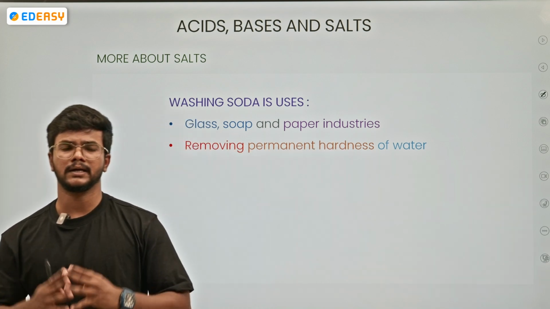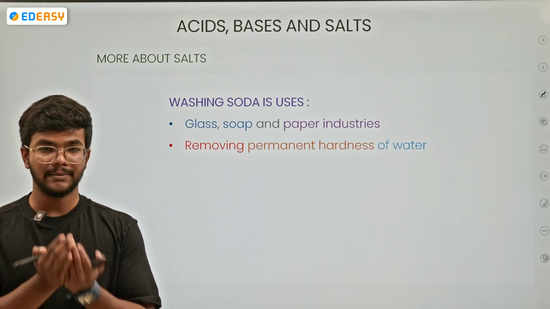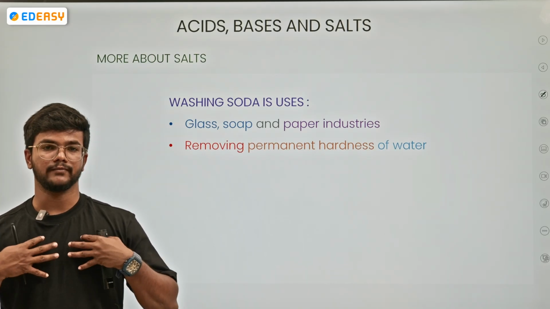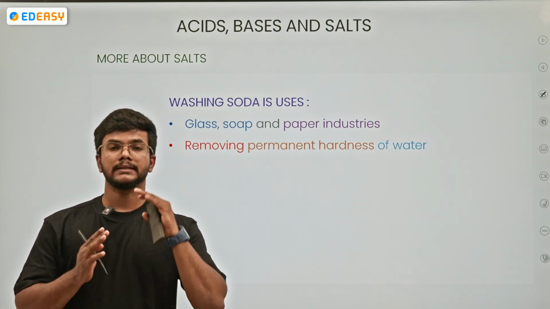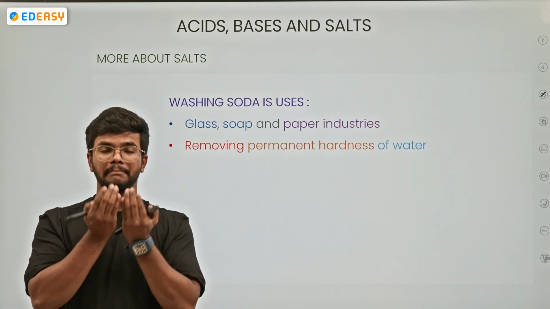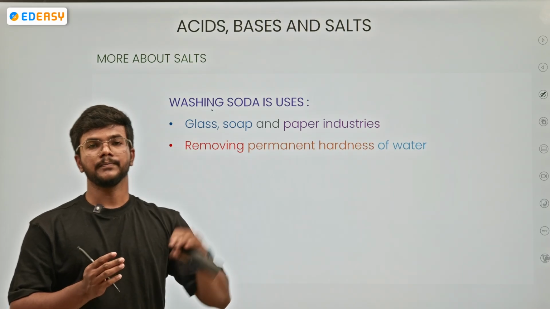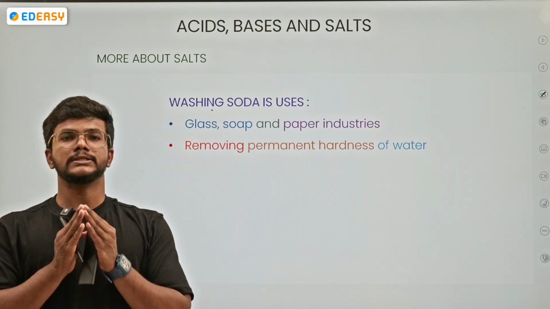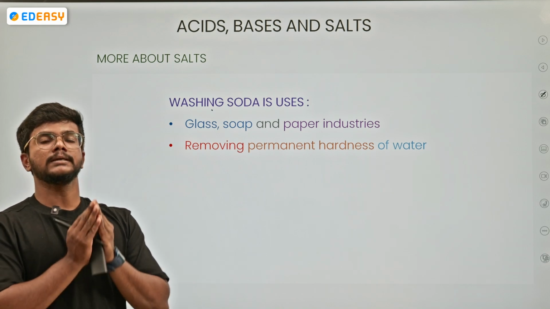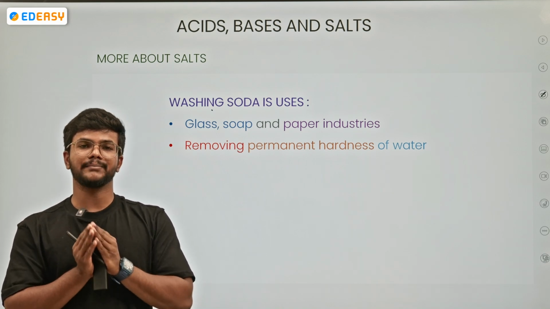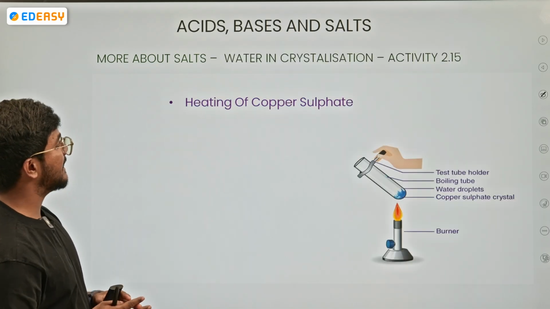So what is permanent hardness of water? There are some heavy metals in the water which can contaminate it and cause disease to our body. That is why the permanent hardness, the heavy metals, can be removed with the help of washing soda. So hardness of water is nothing but heavy metals contained in the water, which can be removed with the help of washing soda. Okay.